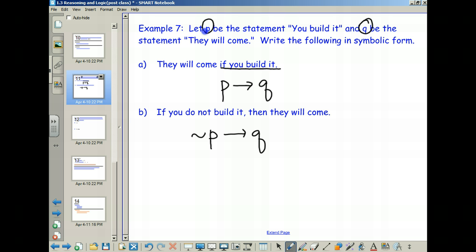Just as we want to be able to take a sentence and turn it into symbols, we want to be able to take symbols and turn them into a sentence. And that's the next slide. Okay?